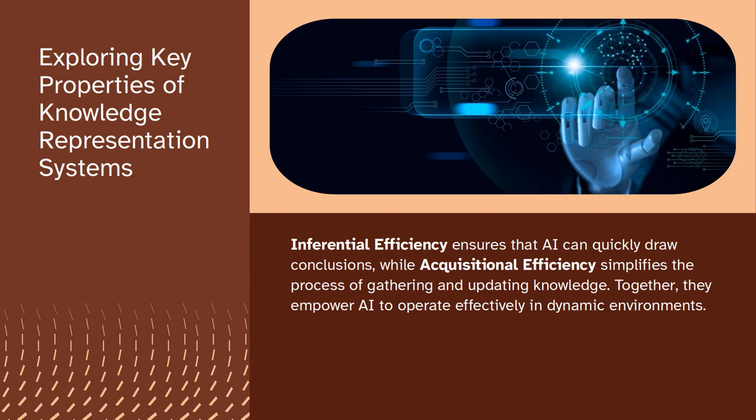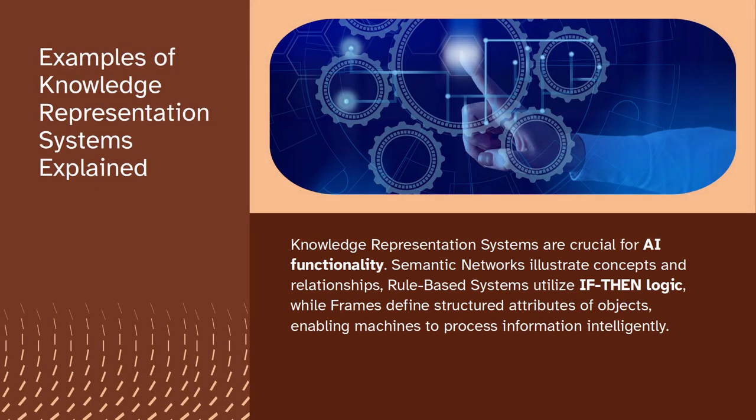Okay, let's go through some real-world examples of knowledge representation systems. First up, we have semantic networks. Think of these as visual maps where concepts are connected by relationships. It's a web of knowledge.